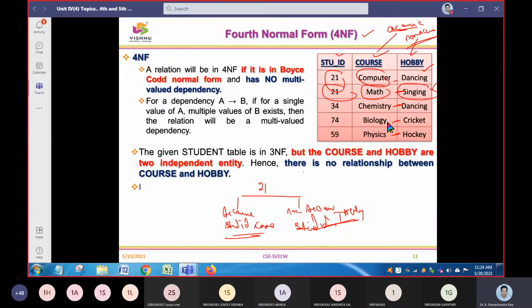Now there is no relationship between course and hobby. These two are totally independent attributes. So the primary focus of fourth normal form is that there should be no multi-valued dependency. That was the rule. When we work with the fourth normal form, there should not be any multi-valued dependency.